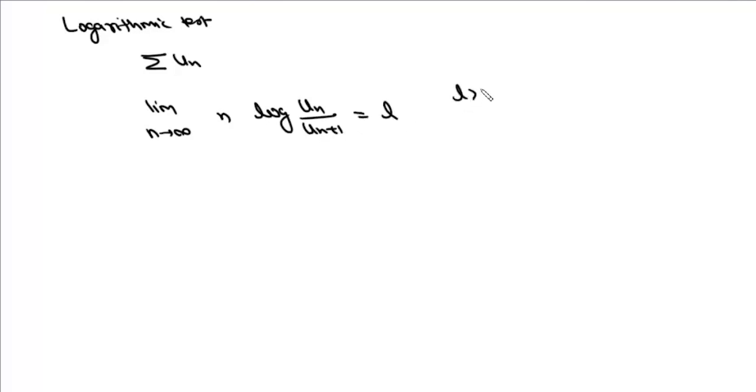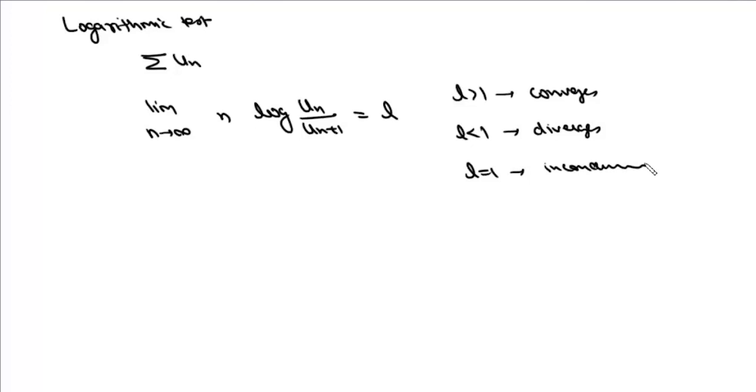So rather than using Raabe's test, we'll use this test for this positive series un, and we'll find this limit: n tends to infinity, n log un upon un plus 1, and suppose this limit is L. Now if L is greater than 1, then this series converges. If L is less than 1, then this series diverges, and if L is equal to 1, then the test is inconclusive.